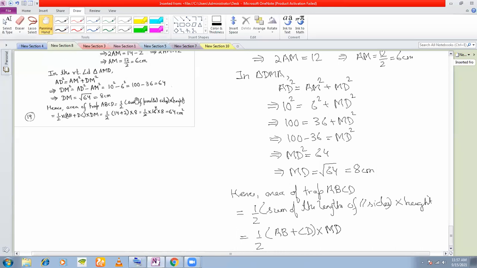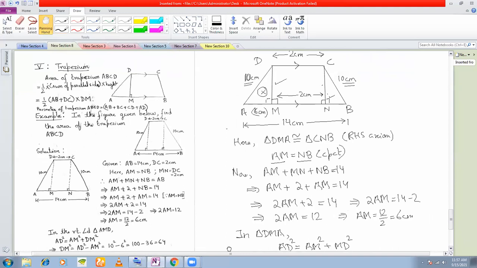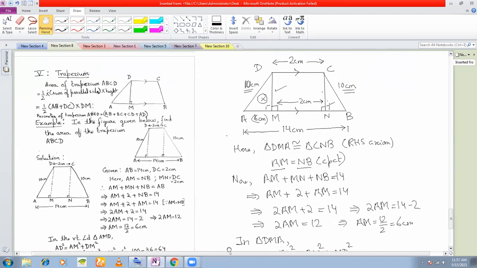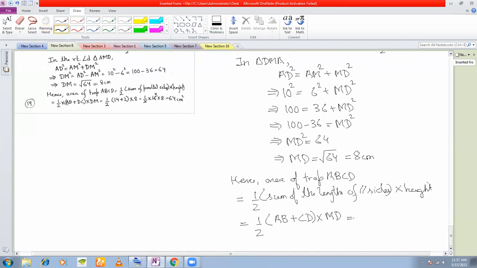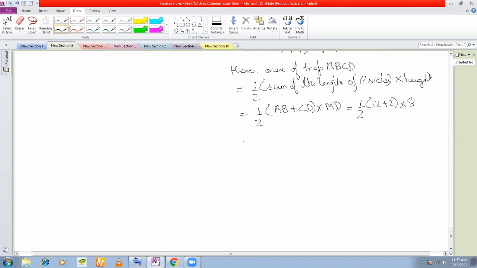Now just put the values. What are the parallel sides? AB is 14, DC is 2. And height we have found here as 8. Now put the values. Half into 14 plus 2 into height 8. So this is equal to half into 16 into 8. Cancel here. You get 64 centimeter square. Clear? Or any question?